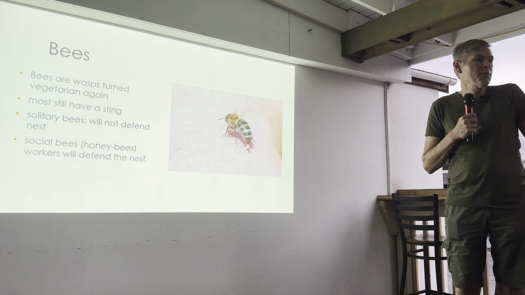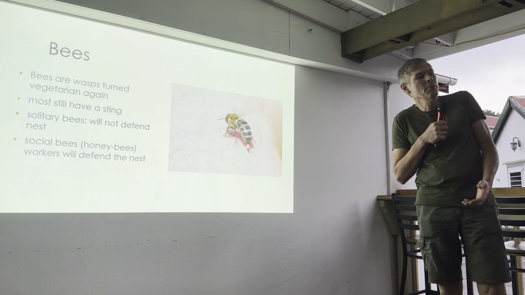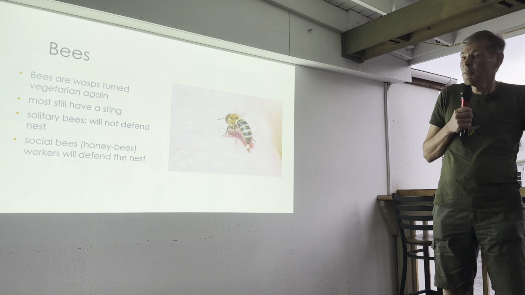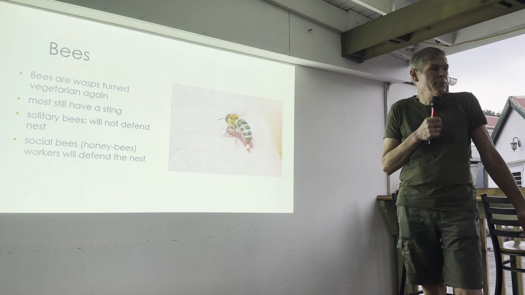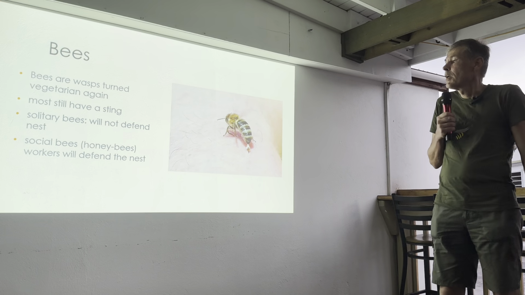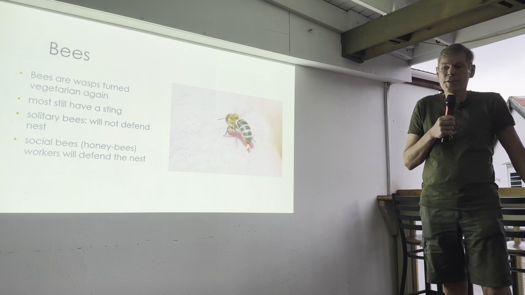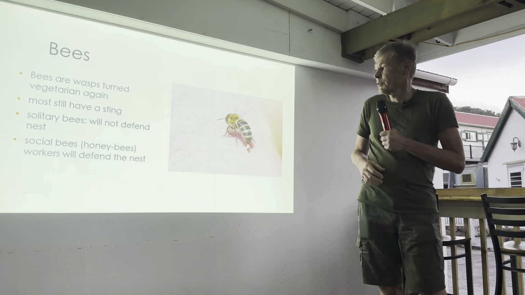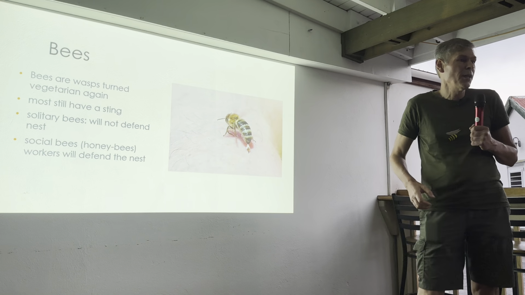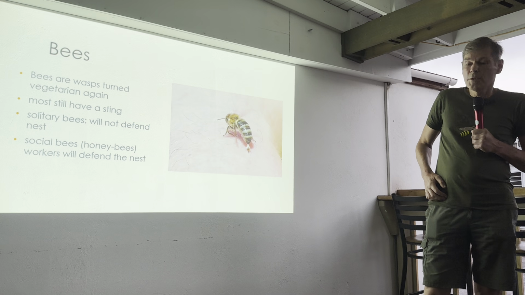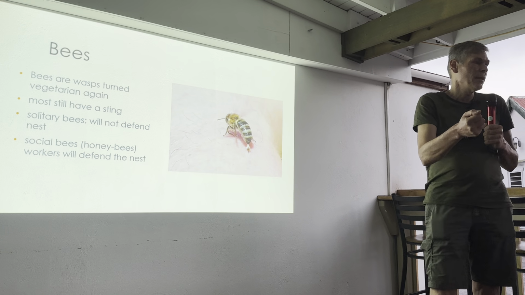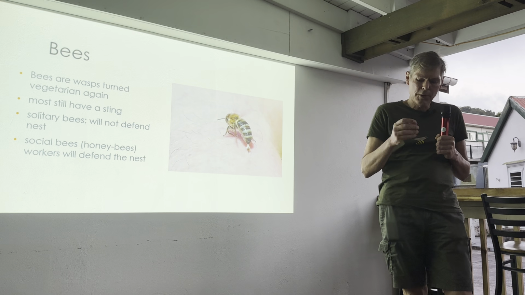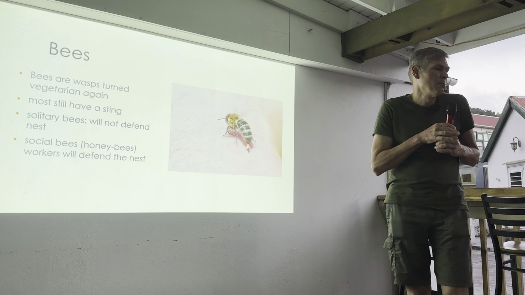So bees are actually just wasps, which happen to turn back to vegetarian diets. And actually, they still have their sting, even though they don't use it to hunt. Some bees even have lost their sting again. And most solitary bees will not defend their own nest, like I said, it's too dangerous for them. They will still sting if you grab them and they're really in danger. Although most of the wild bees are so small that they can hardly penetrate your skin. So the big ones will.